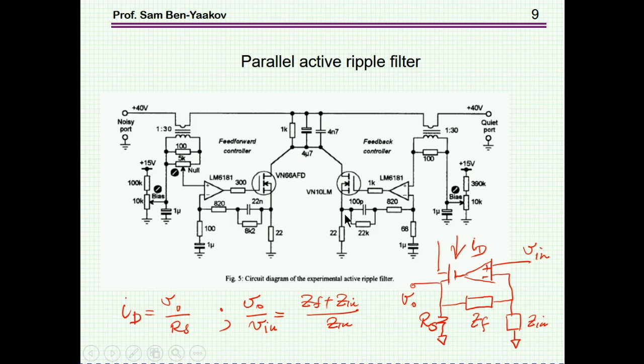ZF is large, here it is. Zin is small, here it is, at mid frequencies, and therefore you have a high gain, therefore you have a high current, and this current is now absorbing the ripple and shorting it out. So this is an implementation of the idea of the shunt connection for high power that had been demonstrated, as I said, some years ago.